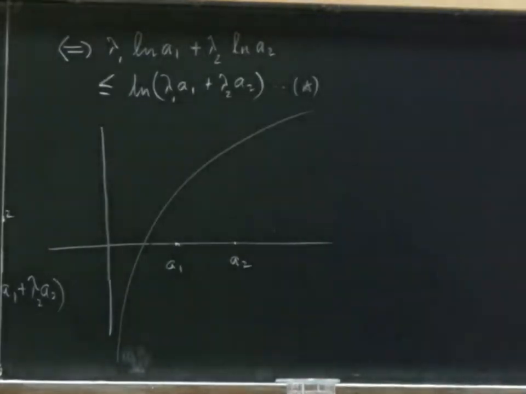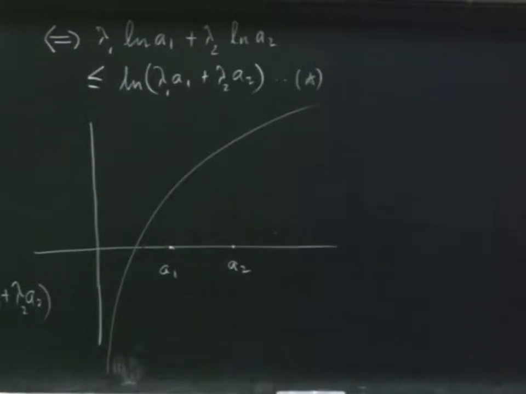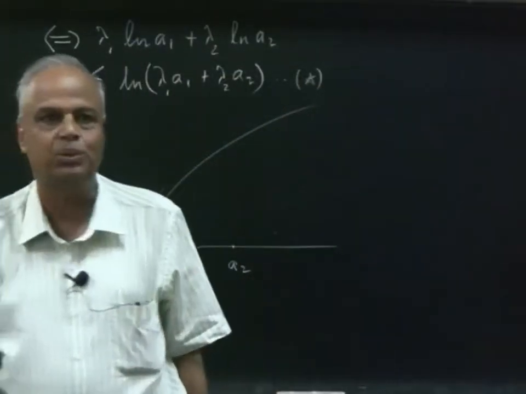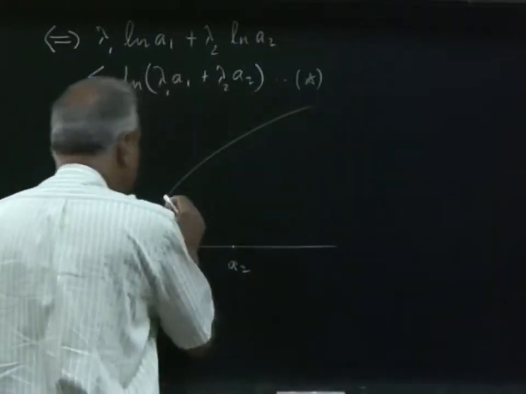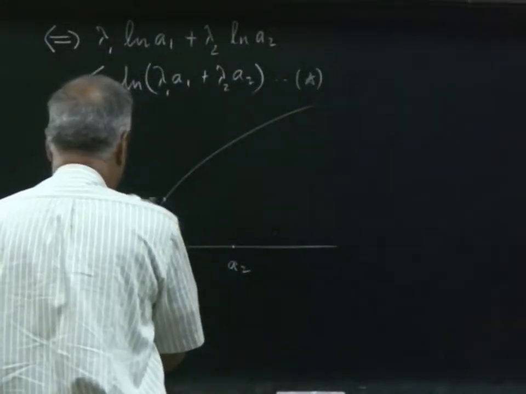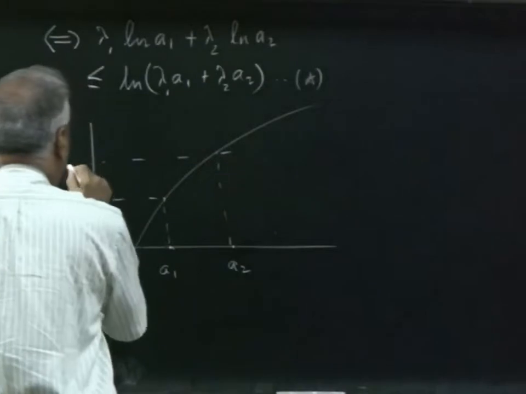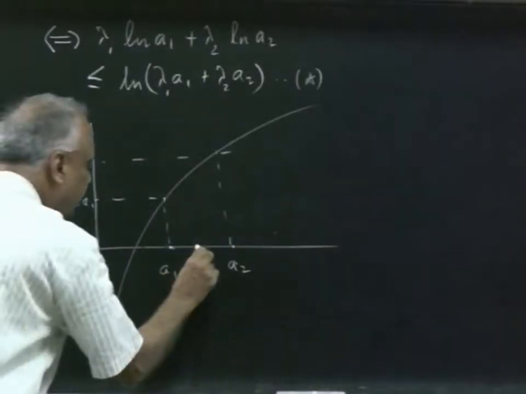just to show it very quickly, we will draw two points, real numbers A1 and A2, without loss of generality. If A1 is equal to A2, nothing to prove. And without loss of generality, A1 is different from A2 and both are greater than 0. So, suppose A1 is here and A2 is there, then this height is log A1, and that height on the y scale is log A2, right?